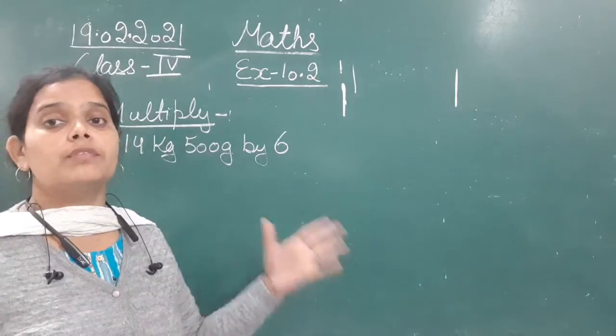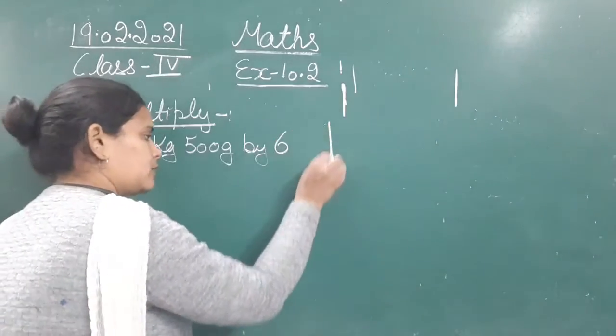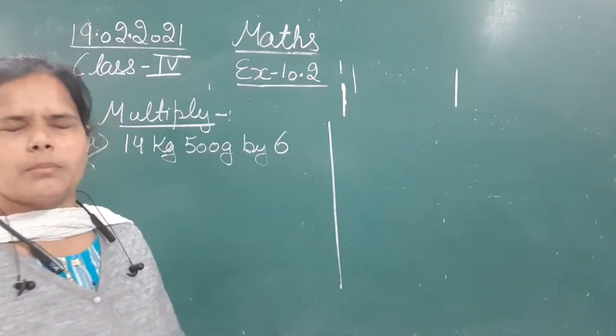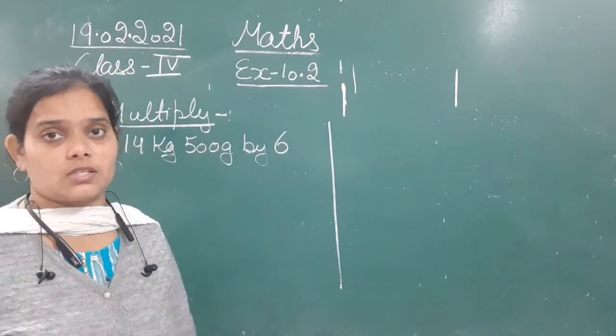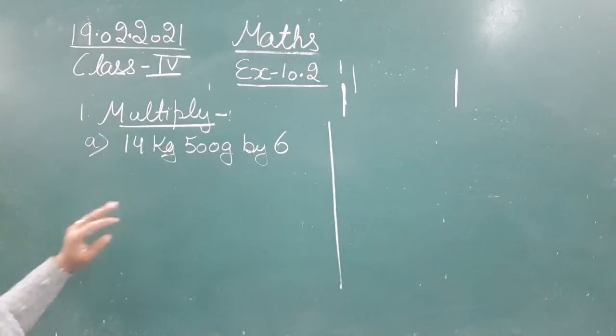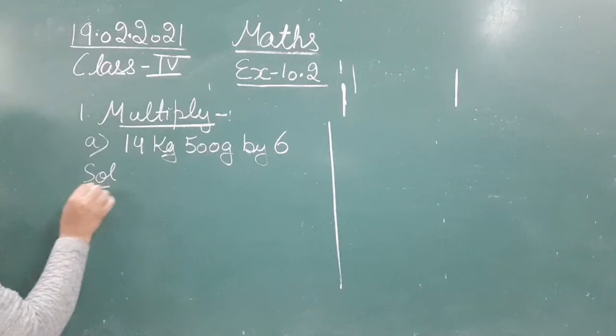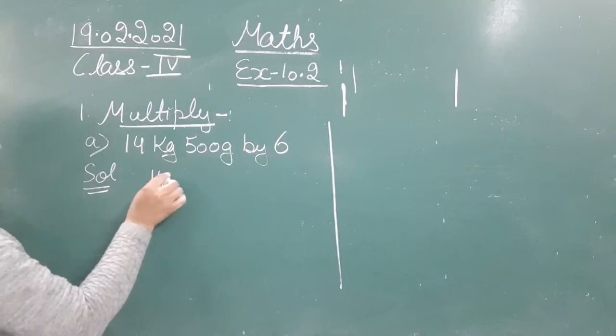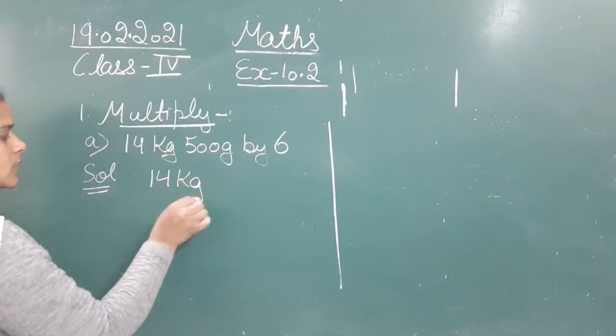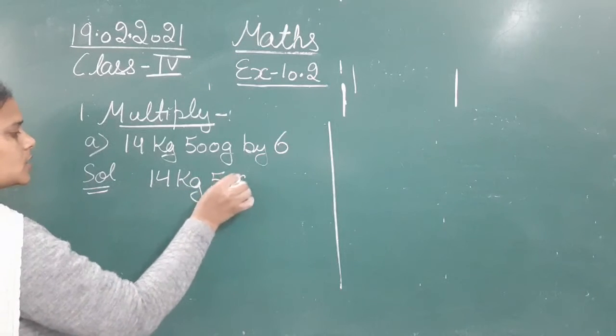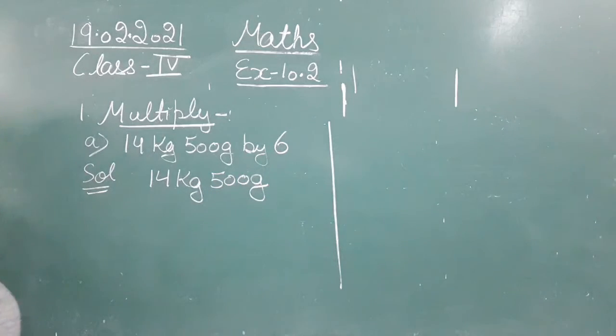So first of all we will do the conversion and then we will do the multiplication or the division, whatever is there. Okay, so first of all let's convert it. I'm starting with the solution part. We need to convert 14 kg 500 gram. So we need to convert it first.